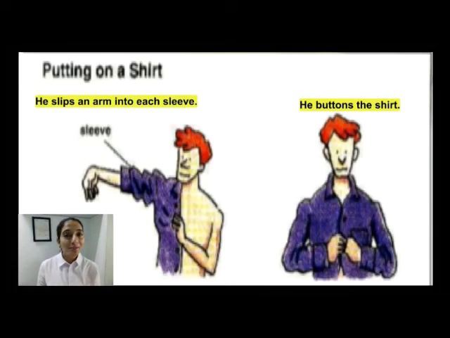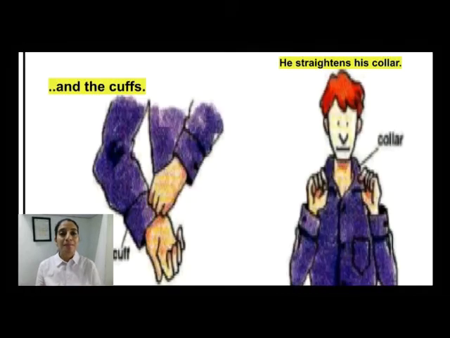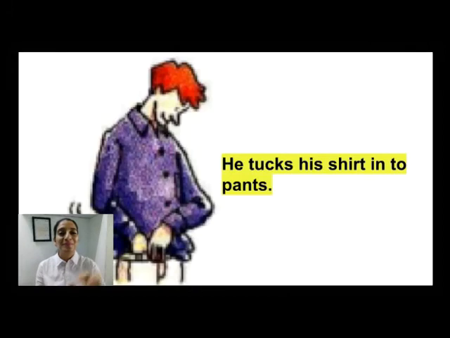So when he starts putting on his shirt, the first thing he does is he slips an arm into each sleeve and then he buttons the shirt. And then he buttons the cuffs. After that, he straightens his collar, like I'm straightening. And then he tucks the shirt into the pants.